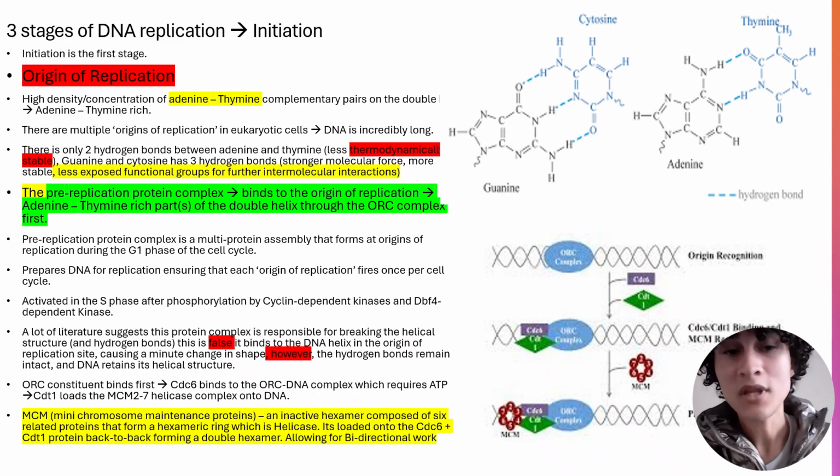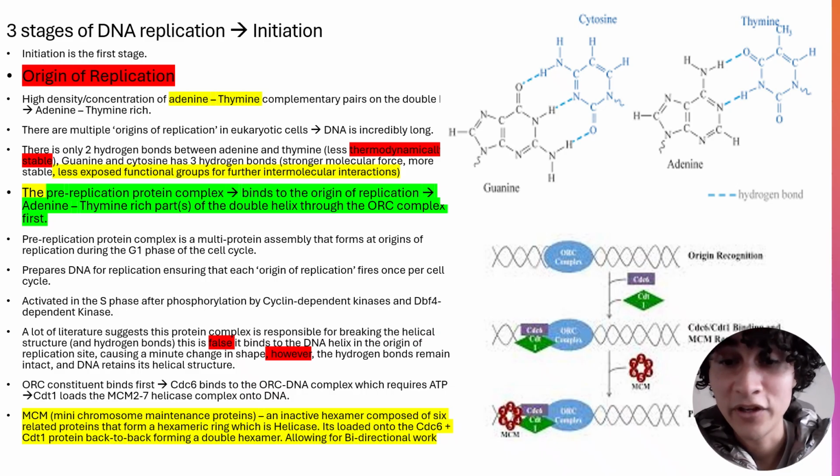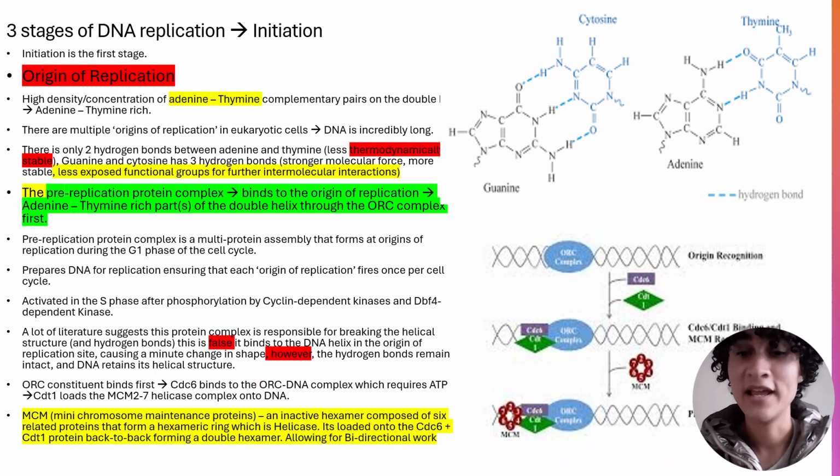Now, in the G1 phase of the cell cycle, you get the assembly of the pre-replication protein complex. The pre-replication protein complex is a multi-protein complex made up of several different protein constituents. Now, they will bind and form these loading platforms to allow our helicase enzymes to offload bidirectionally and split that double helix structure.